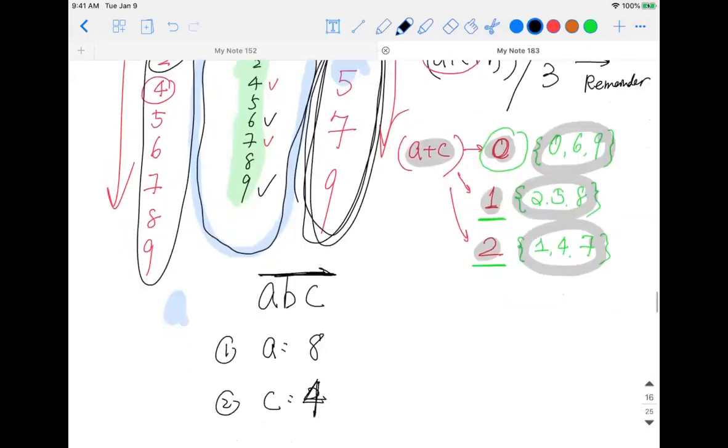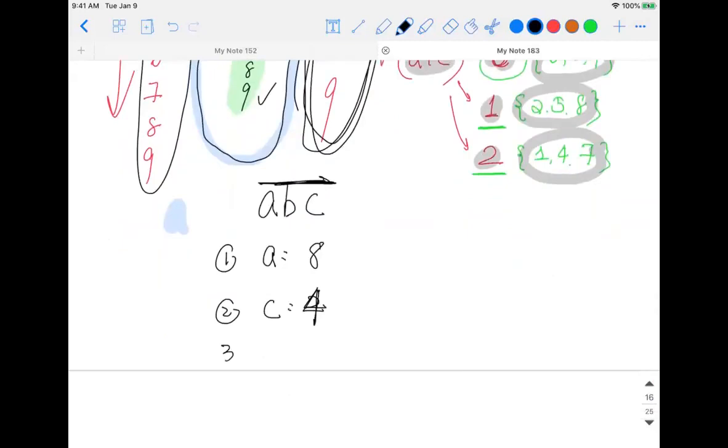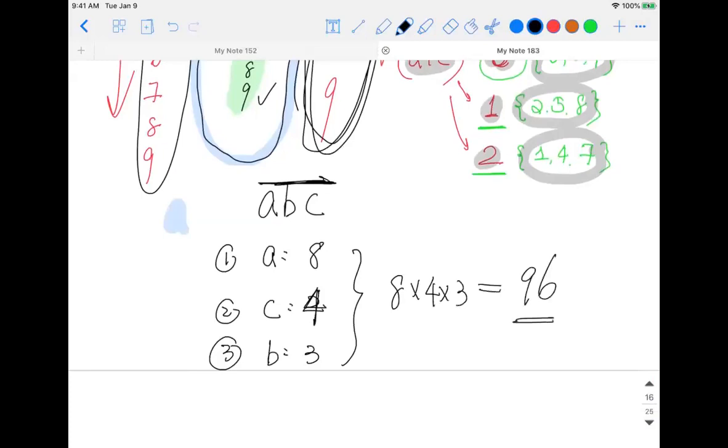As long as I have determined A and C, there will always be 3 scenarios for B. Is that right? There will always be 3 scenarios for B. So in total, I'll have 8 times 4 times 3, which gives you 96. And that is the answer of this problem.